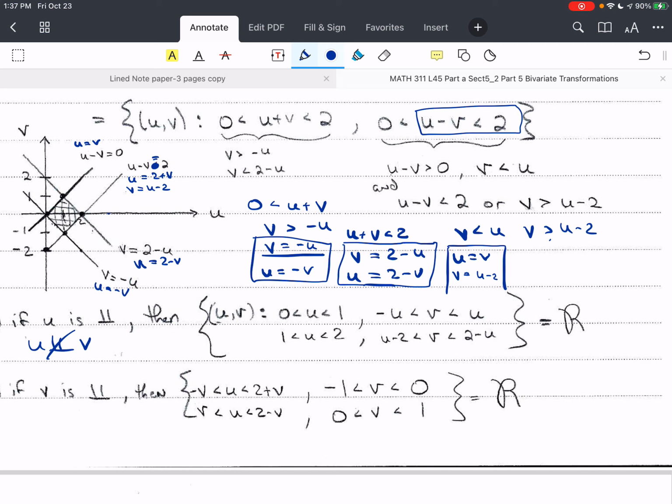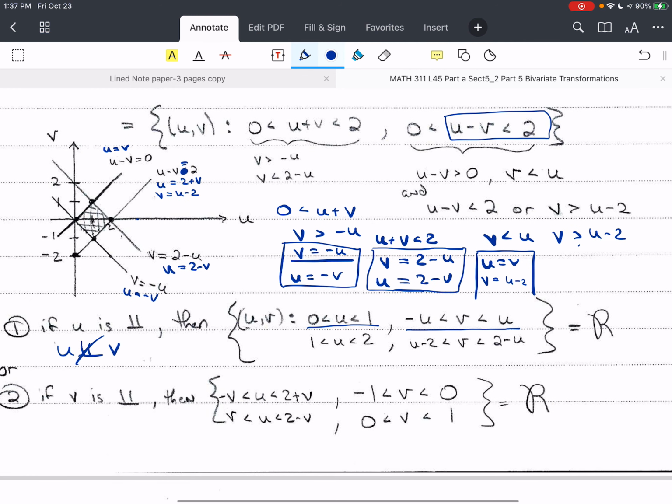So if I'm integrating in v, then I'm going to break this up into two parts based on u. U is between 0 and 1, and then v will be between negative u and positive u. So, between 0 and 1 for u here, then v is going to be between this line, which is negative u, and this line, which is u. Okay? And so that's what we have here.